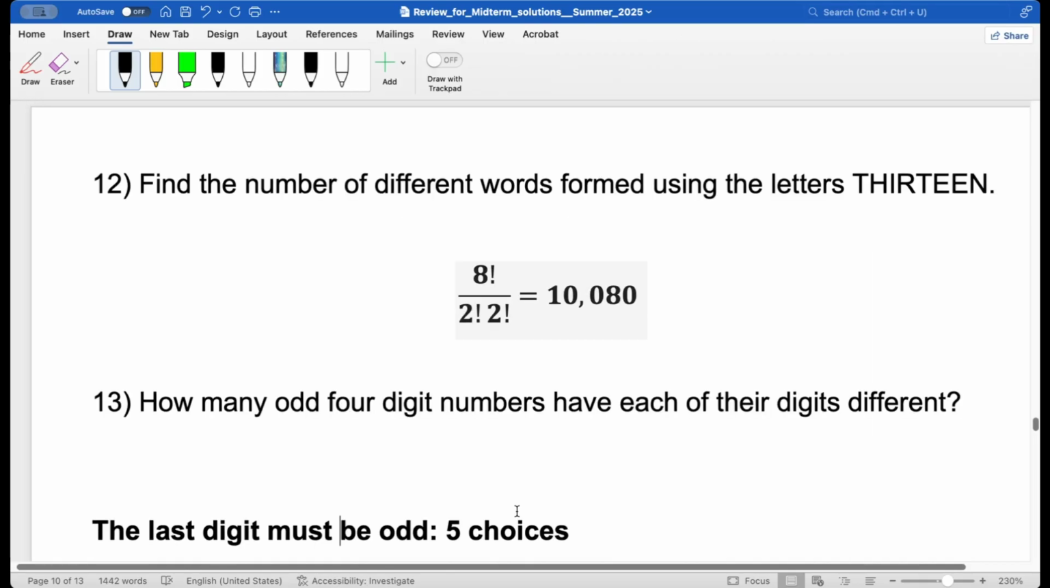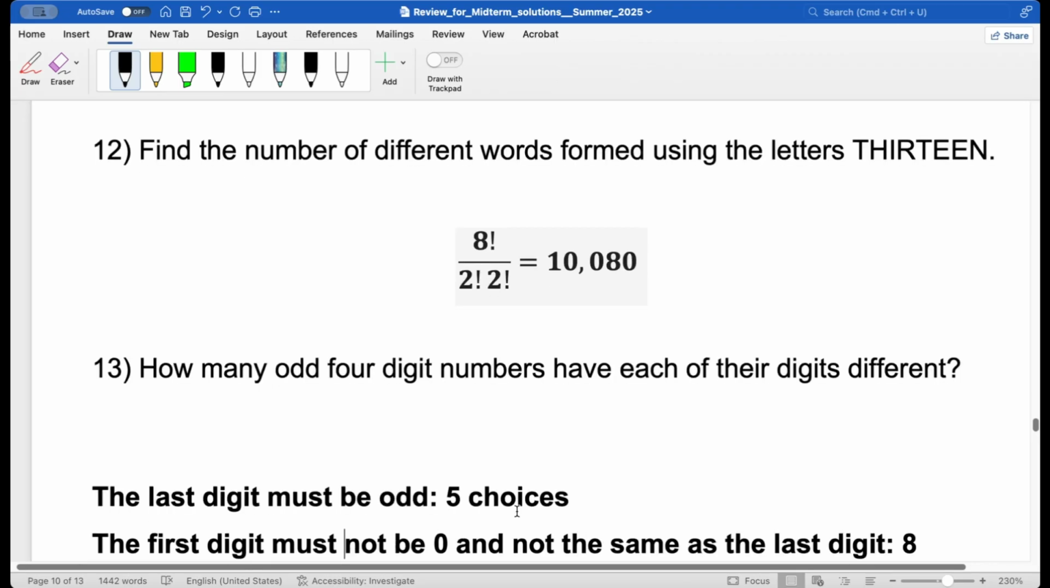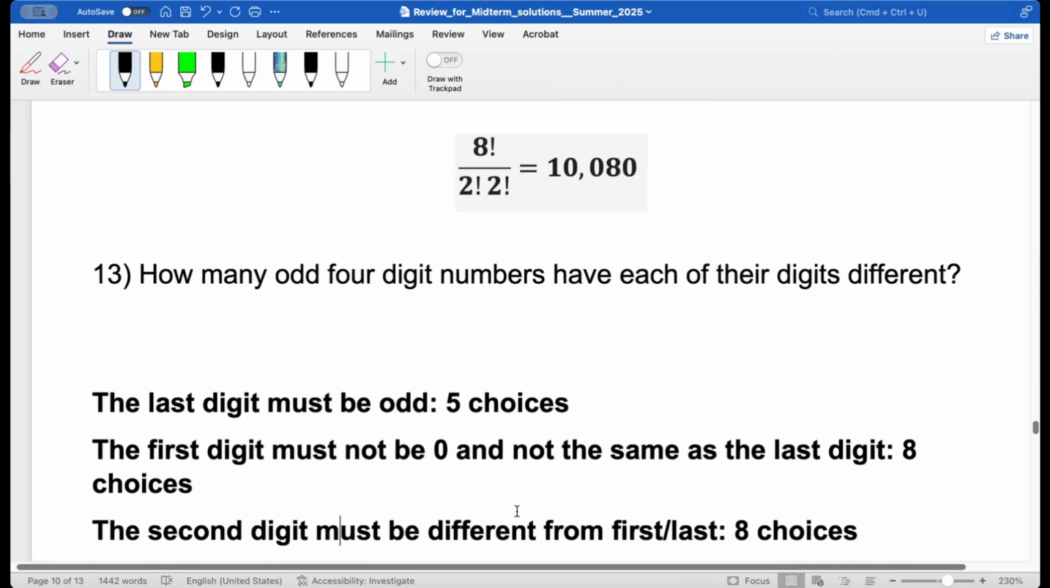So starting there are 5 odd numbers. So there's 5 choices for the last digit. The first digit cannot be 0 and cannot be the same as the last digit because they have to all be different. So that leaves 8 possibilities there. Then the second digit has to be different from the first and last. It's allowed to be 0, so that's in play. So that also has 8 choices because it could be the 0.